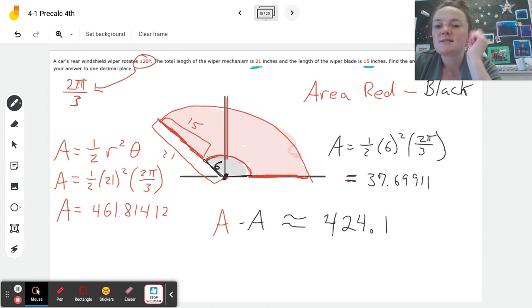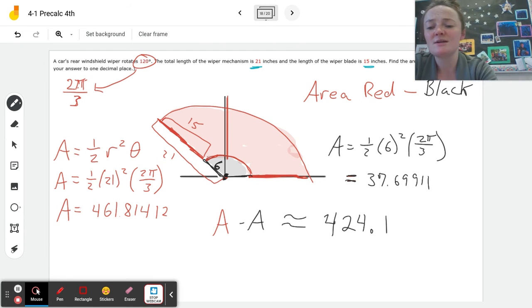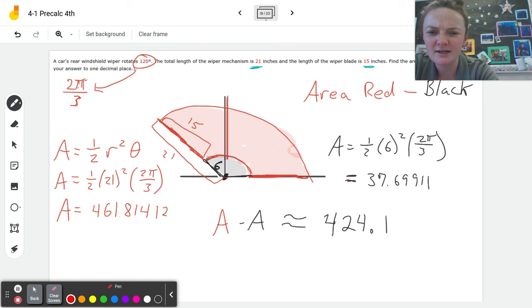All right, so the last question, it says, a car's rear windshield wiper rotates 120 degrees. It says the total length of the wiper mechanism is 21 inches in length and the wiper blade is 15 inches. So let's find the area, rounded to one decimal place, that the blade touches. Best thing you can do here is draw a picture. So we can see that there is some sort of windshield wiper, and we're all kind of familiar with this concept that the windshield wiper doesn't get everything, which is unfortunate, but, name of the game. The windshield wiper's blade is only so big.